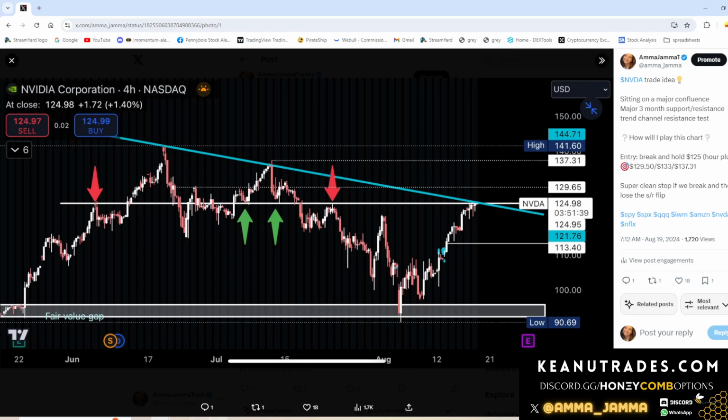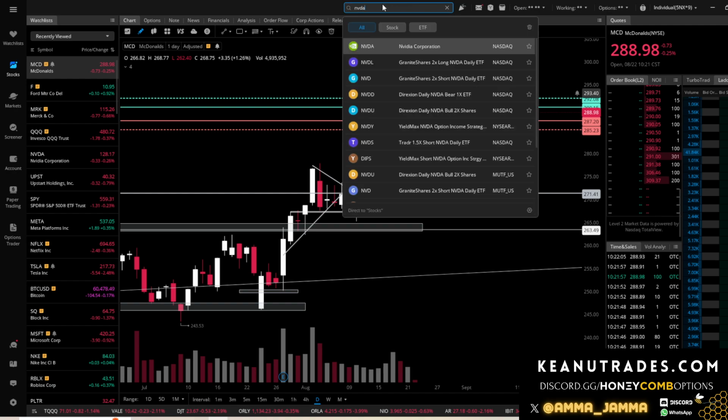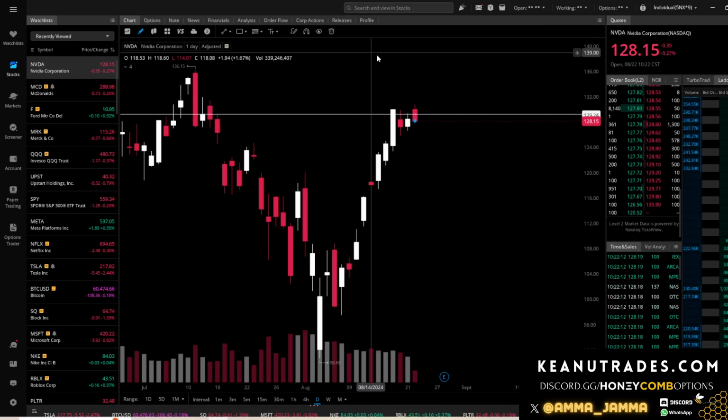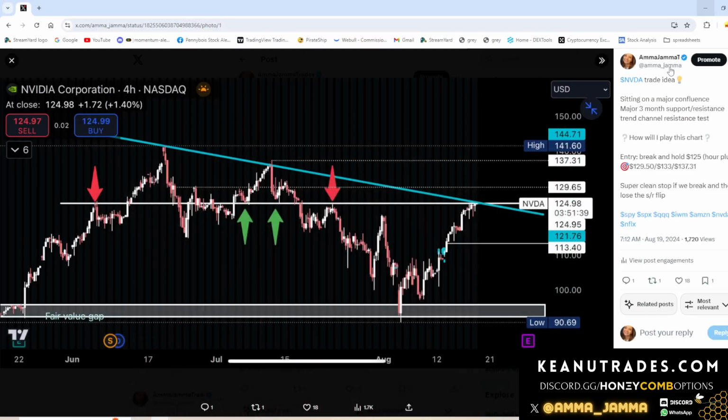What's NVIDIA at now? What was the high it hit? 130.75. I posted this chart 3 days ago when we were at 124. $5 on $124 is how much, guys? 4 or 5% almost. Come on. And it gave you exactly what to do. Exact. I didn't even take this trade.